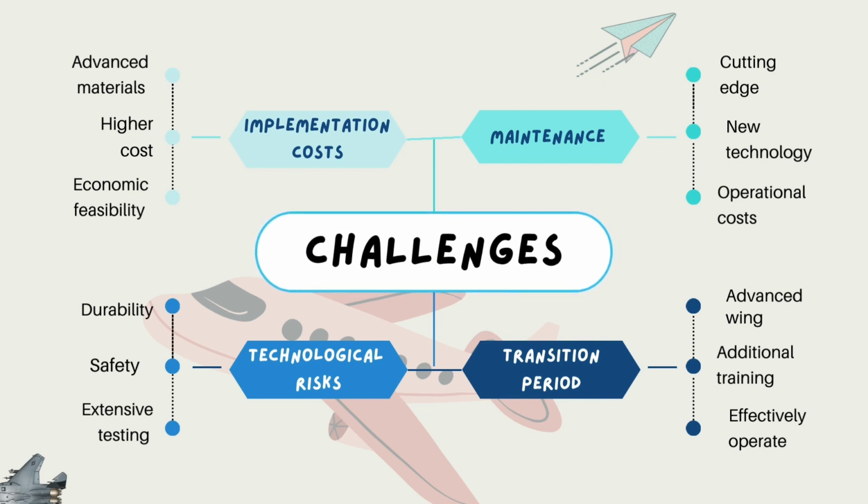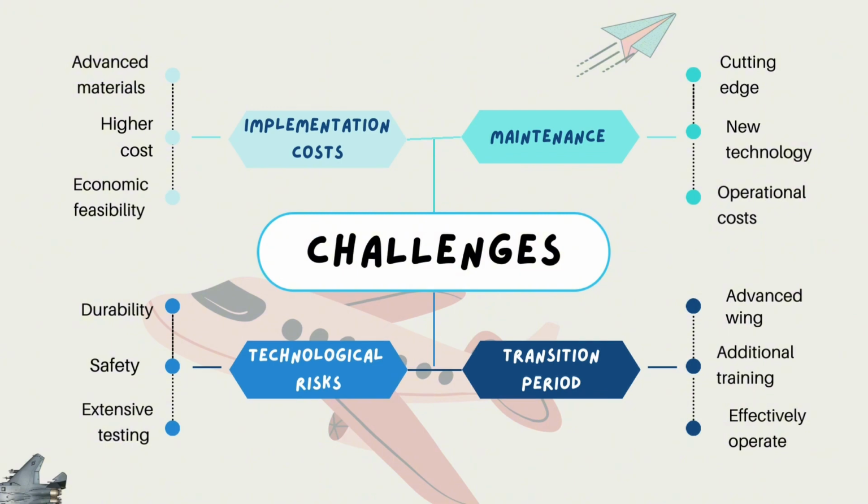First, implementation cost. Advanced materials and cutting-edge technologies in wing design often come with a high initial cost. Research, development, and production of innovative materials can be expensive, impacting the economic feasibility of widespread implementation. Second, maintenance challenge. Utilizing cutting-edge materials may require specialized maintenance procedures and training for maintenance personnel. Implementing new technologies may introduce complexity in maintenance routines, potentially leading to increased operating costs.